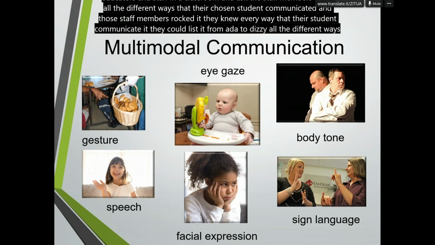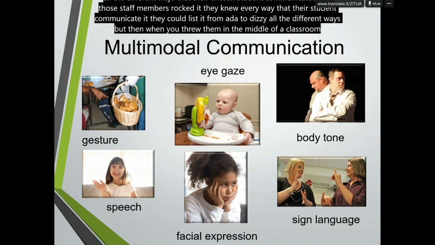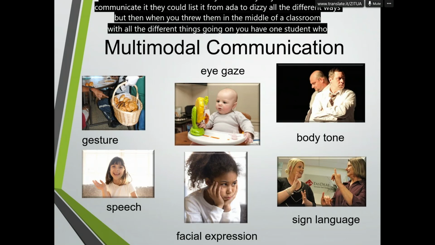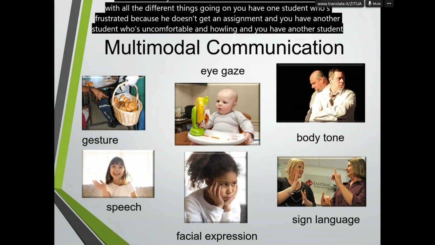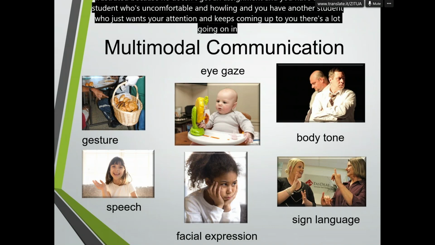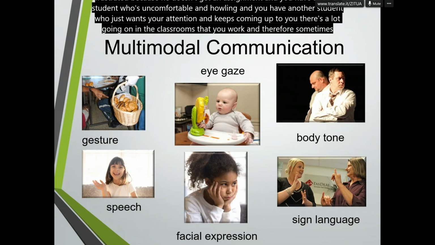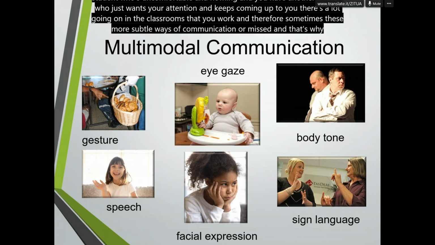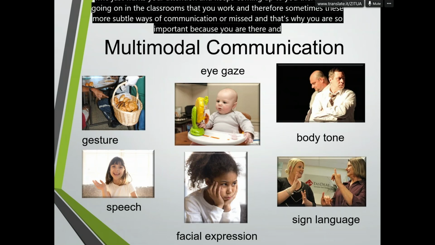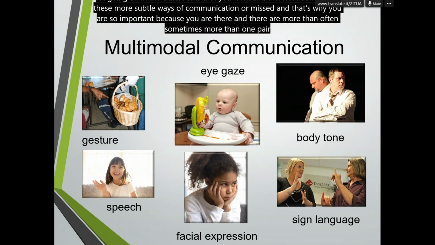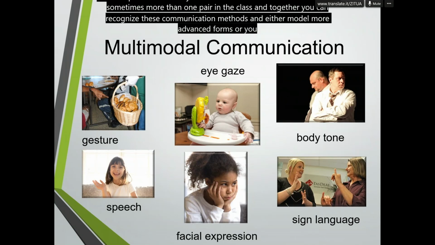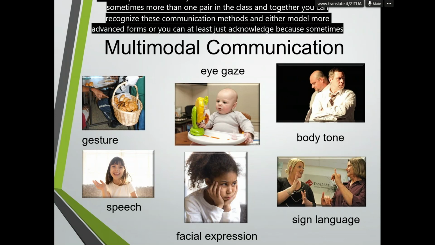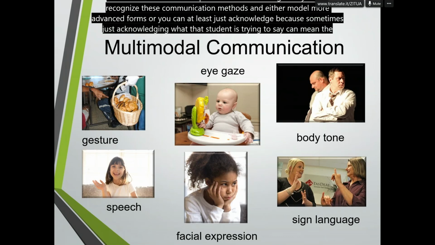But then when you threw them in the middle of a classroom with all the different things going on, you have one student who's frustrated because he doesn't get an assignment, and you have another student who's uncomfortable and howling, and you have another student who just wants your attention and keeps coming up to you. There's a lot going on in the classrooms where you work, and therefore sometimes these more subtle ways of communication are missed. And that's why you are so important, because you are there, and sometimes there is more than one para in the class, and together you can recognize these communication methods and either model more advanced forms, or you can at least just acknowledge, because sometimes just acknowledging what that student is trying to say can mean the world as far as lowering frustration levels.